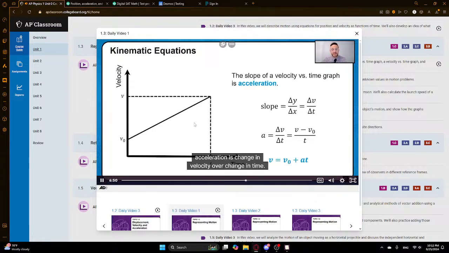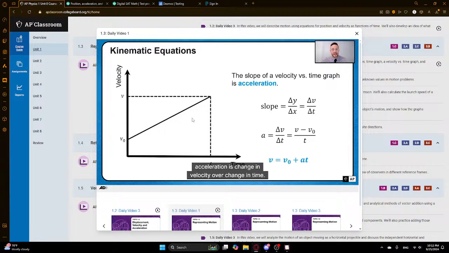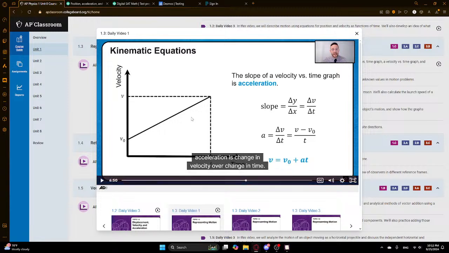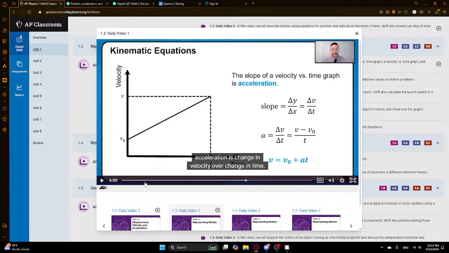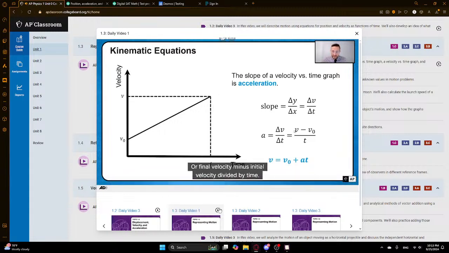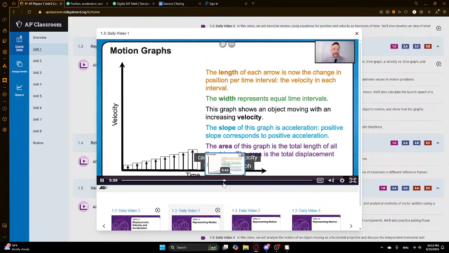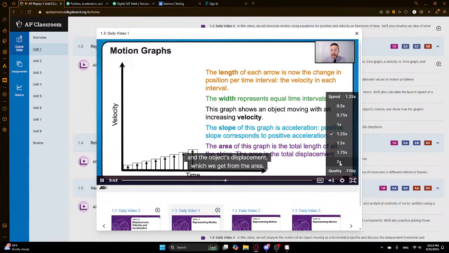Acceleration is change in velocity over change in time, or final velocity minus initial velocity over time. The two things we can get from a velocity versus time graph are the acceleration, which we get from the slope, and the object's displacement, which we get from the area.